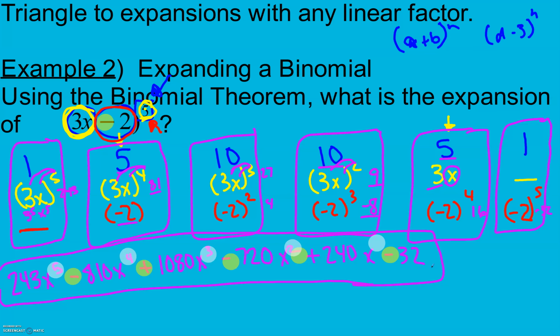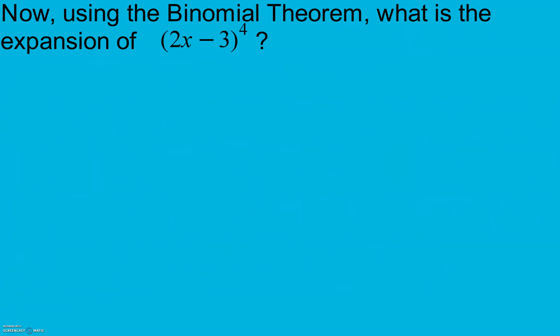Are my signs alternating? If it's subtraction, they should alternate; if it's addition, they should all be the same, all positive. And my variables should have a pattern. Now, feel free to pause here and give this a try if you'd like.